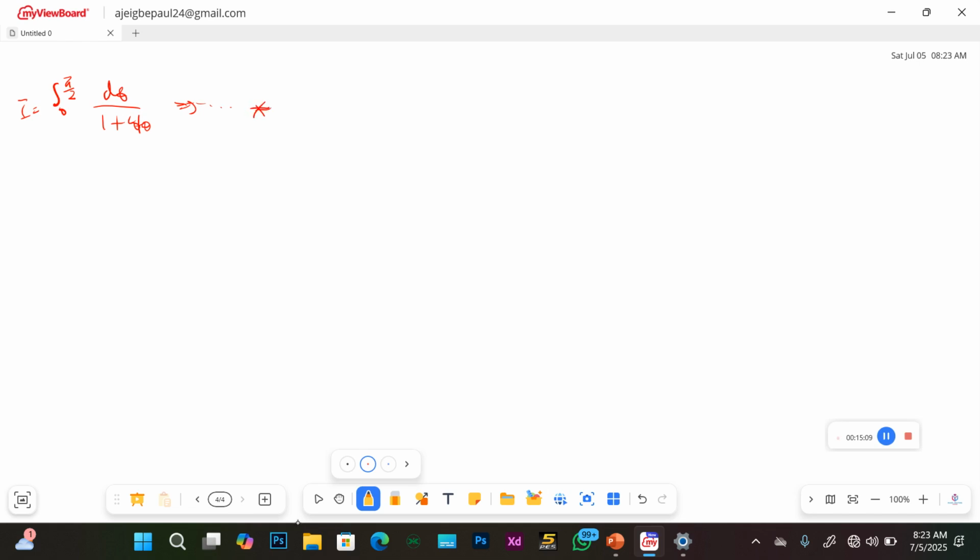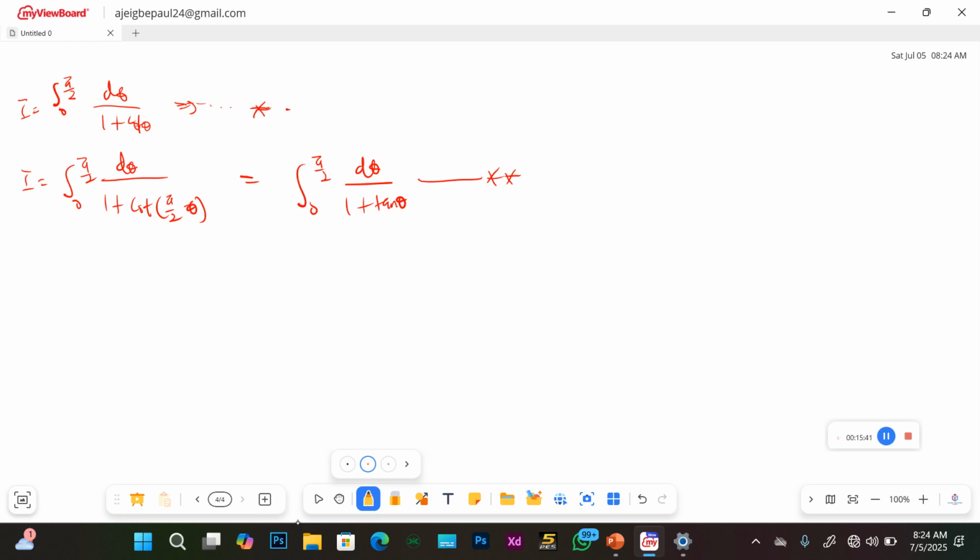Now if I want to use the King's rule, I'm going to have I equal to the integral from 0 to pi over 2 of d theta over 1 plus cot of pi over 2 minus theta. And we know that cot of pi over 2 minus theta gives us tan theta. So this will be equal to the integral from 0 to pi over 2 of d theta over 1 plus tan theta. I can call this double asterisk.